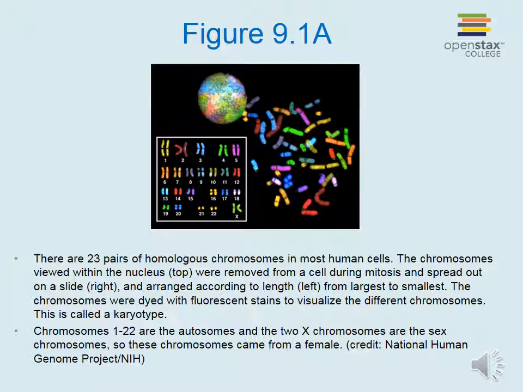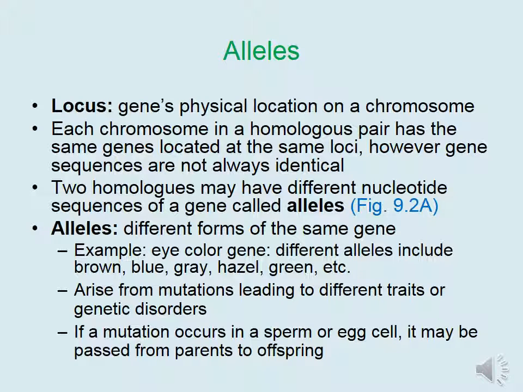Chromosomes 1 through 22 are the autosomes, and the 2 X chromosomes are the sex chromosomes, so these chromosomes came from a female. A locus refers to a gene's physical location on a chromosome. Each chromosome in a homologous pair has the same genes located at the same loci. However, the gene sequences are not always identical.